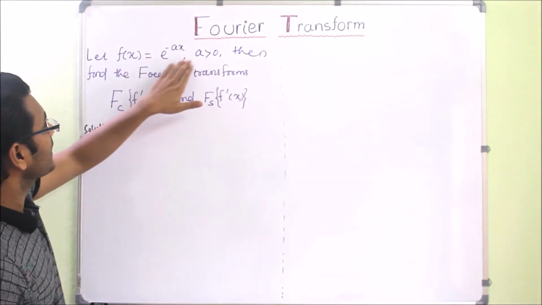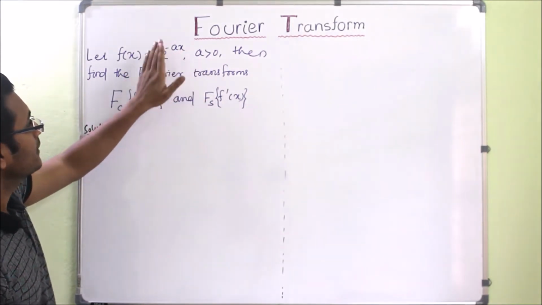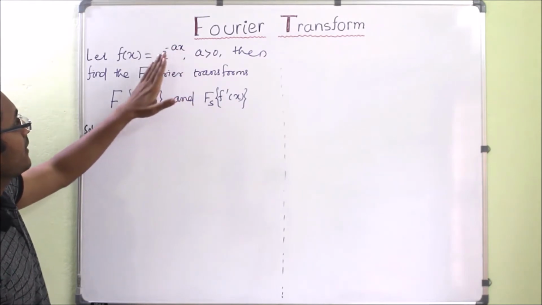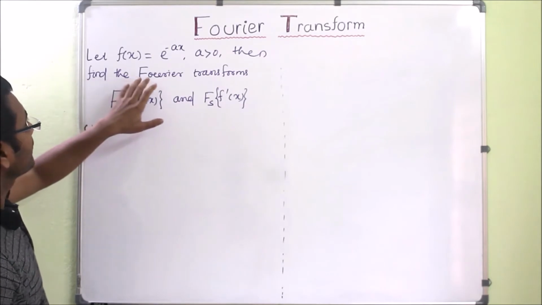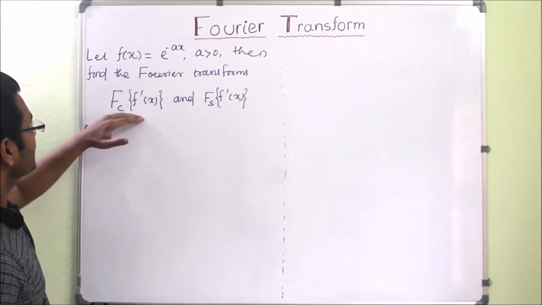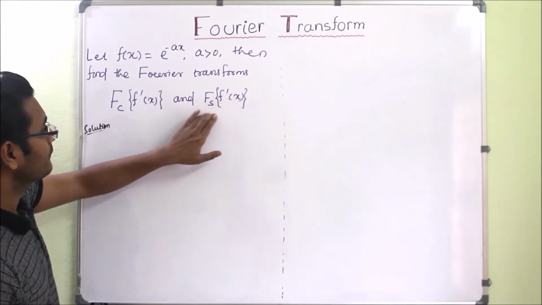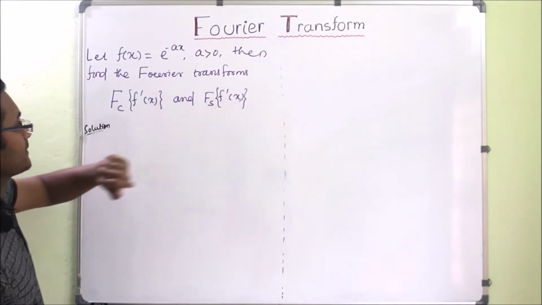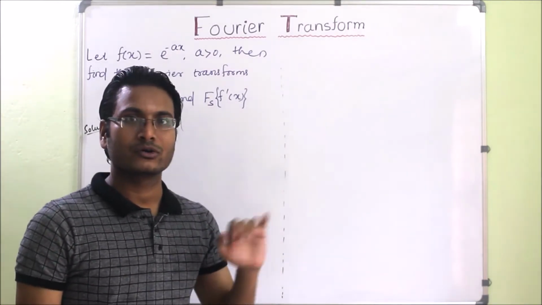So, in this case there is no x domain. So, when x domain is not given, that means we have to assume that x will be in positive real line. Okay, then find the Fourier transform, that is Fc of f dash x, Fs of f dash x. Now, before finding that, we need the formula, okay, because we know the formula.